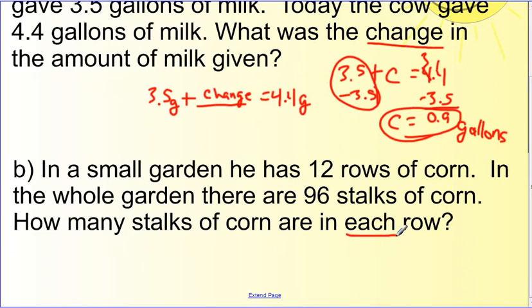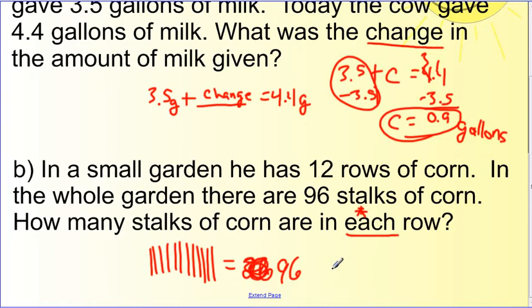Each is a keyword. To me, that means multiply. So if you have something happening over and over and over again, that's usually a multiplication. So what we have here is 12 rows of corn. So just imagine 1, 2, 3, 4, 5, 6, 7, 8, 9, 10, 11, 12. We don't know how much corn's in each row, but we know the total is 96 stalks of corn.